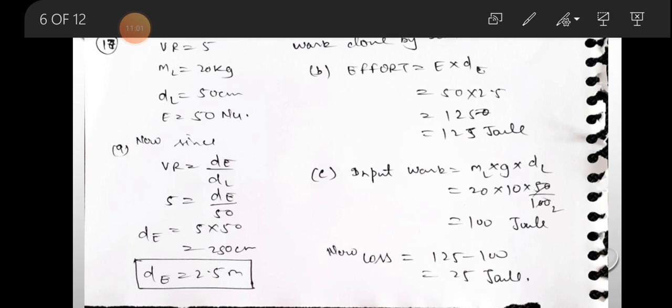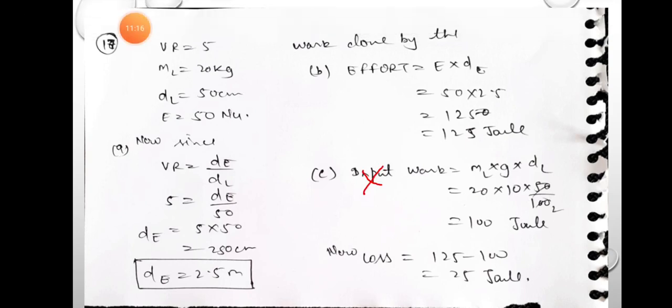Sorry, the input work written here is not actually input work, this is output work, because whenever load is involved we will calculate output work. So this input is not correct here, this will be output. So now we will calculate output work. Output work is equal to mass of load into G into DL.